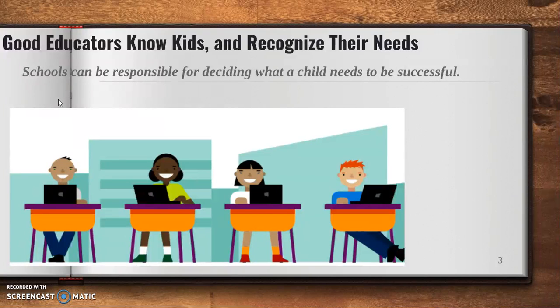So here's the slide I created for slide 3. I'm just supporting my position. Good educators know kids and recognize their needs. I put that title or heading on there. I added a subheading to explain it a little bit further. Schools can be responsible for deciding what a child needs to be successful.